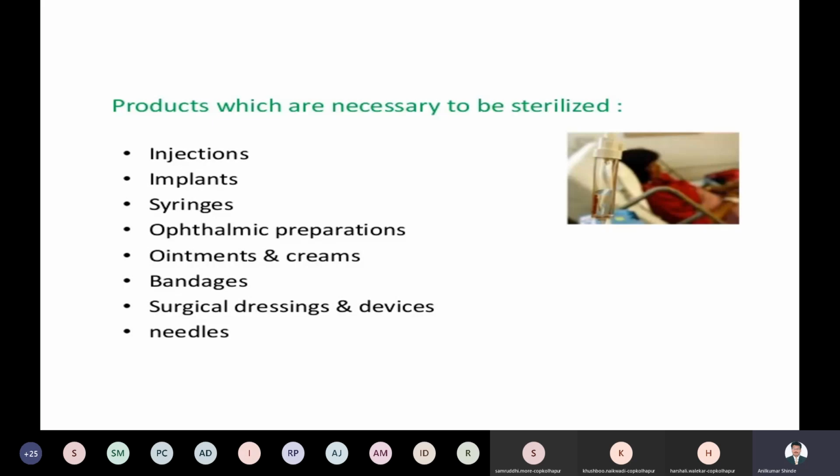Then syringes. As you know, syringes are particularly used for injecting different parenteral solutions into your body, intravenously, intrathecally, intraarticularly, intramuscularly, subcutaneously. These are the different routes of administration. So syringes should be sterile in nature. Sterile syringes are available in different forms, maybe glass or maybe plastic.